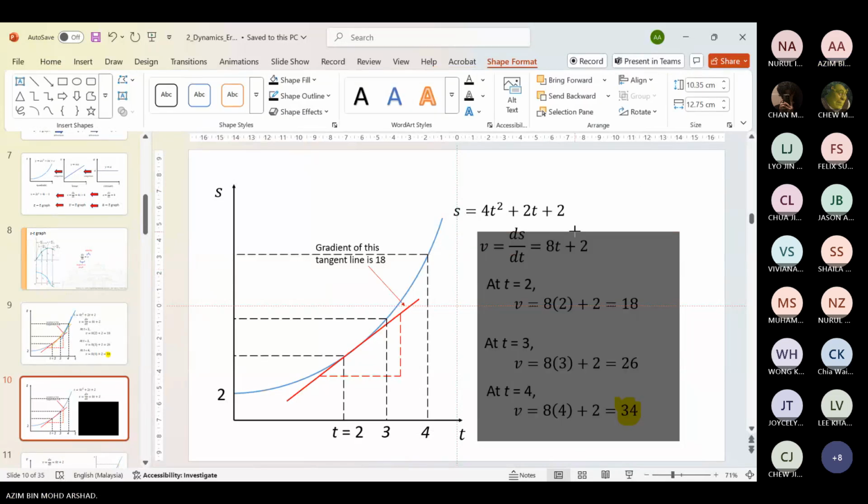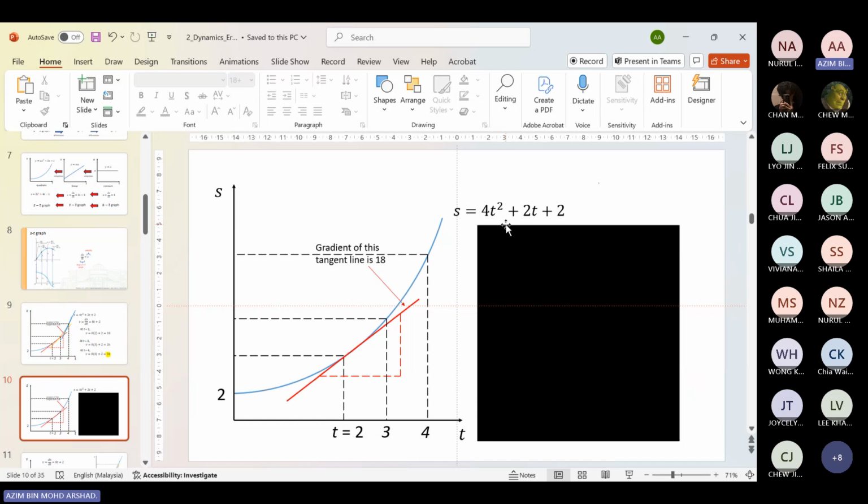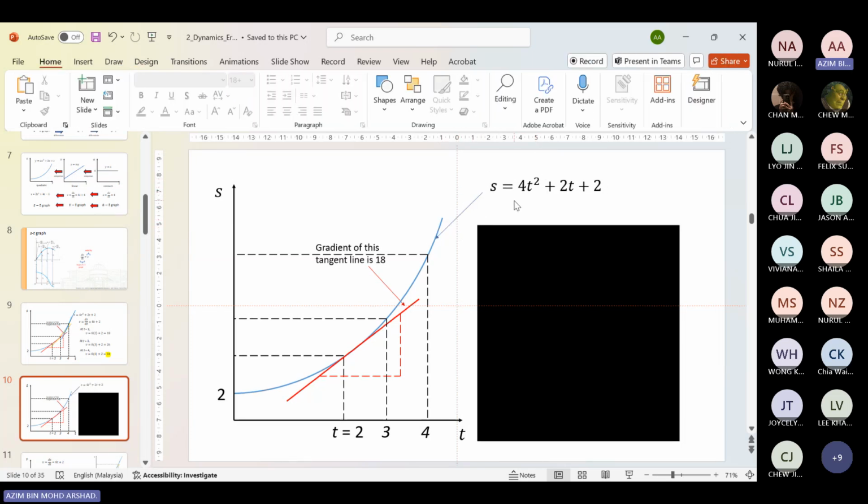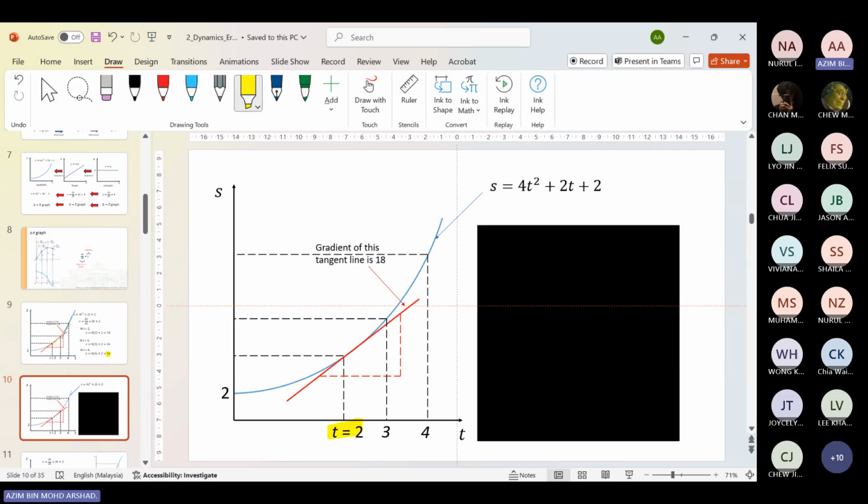Let's take a look at this function, 4t squared plus 2t plus 2. When you draw it in this ST plot, you will get this curve. This curve is expressed by the function s equals 4t squared plus 2t plus 2. You can see the y-intercept here, 2. In this case, for t equals 2, you'll get this point right here. So when t equals 2, s equals 4 times 2 squared plus 2 times 2, plus 2. So you'll get 4 times 4, 16, plus 4 plus 2, you'll get 22.